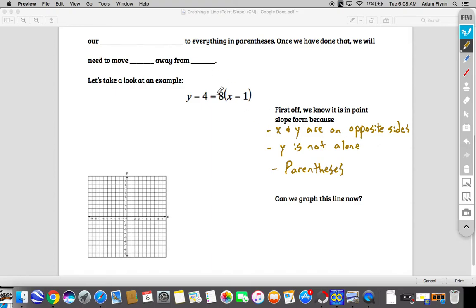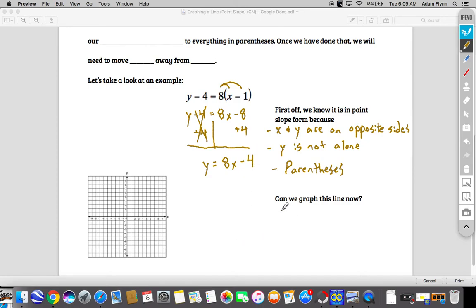Okay, so I'll do what I said above. I'll take my slope, which is 8, and I'll distribute. So when we do that, we get y minus 4 equals 8x minus 8. So parentheses are gone. Now to get the y by itself, I need to take care of this minus 4. So I will add 4 to both sides. So when I do that, 4's cancel, so I get y equals 8x, and negative 8 plus 4 is going to be negative 4.